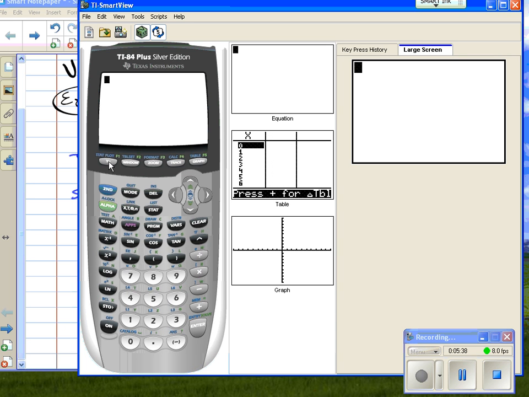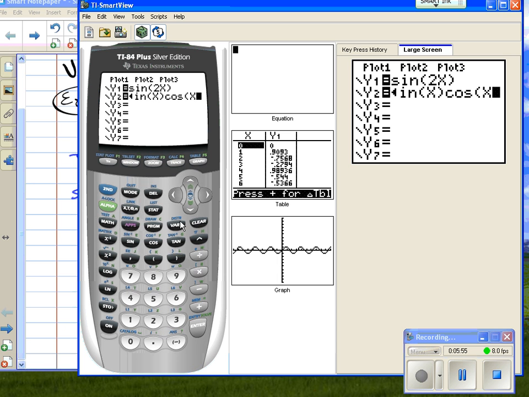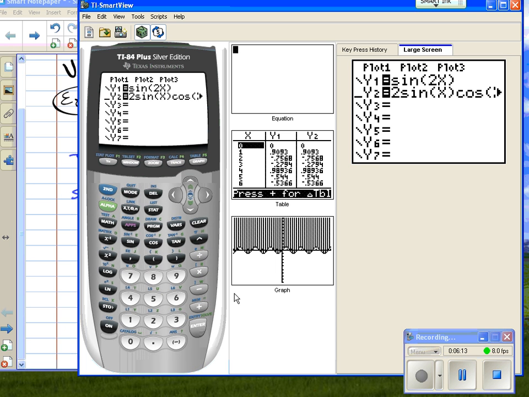So I go to y equals. And we put sine of 2x. And the formula says that that's the same thing as 2 times the sine of x times the cosine of x. Now I'm going to make the first one regular font and the second one bold. Actually, you know what's kind of cool? Let me do this.